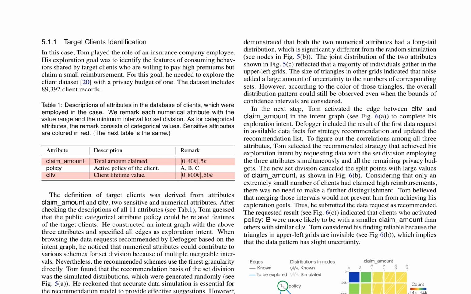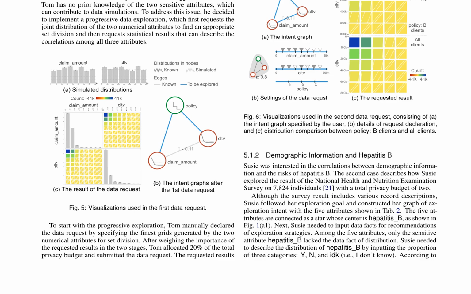One of the key methodologies employed in this research is the use of progressive data exploration. This approach involves iteratively refining the exploration intent based on the results obtained from each data request. By doing so, it addresses the limitations of initial knowledge about sensitive attributes and ensures that accurate data simulation is achieved. The authors also highlight the importance of understanding correlations among attributes.